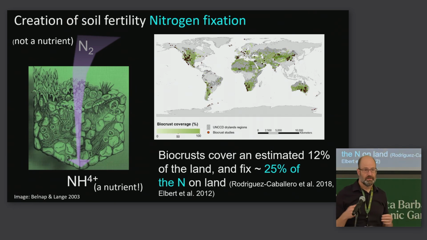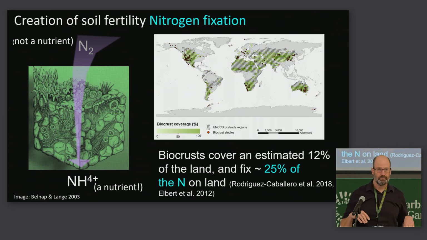Because biocrusts are expected to be, or modeled to be covering about 12% of the Earth, and because they have this capability, it's been estimated recently that they are fixing 25% of the nitrogen that is fixed on land. So that's a pretty big number.